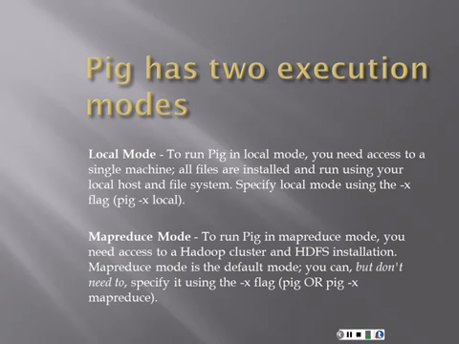But when we do this, we're going to do it in the MapReduce mode. Right? You need access to the Hadoop cluster that we're going to build. Right? And the MapReduce mode is the default, but you don't need to specify it by using the x flag. If you don't use the x flag, it will automatically assume MapReduce mode. If you use the x flag, it will automatically assume that this is the only box I'm using for this.